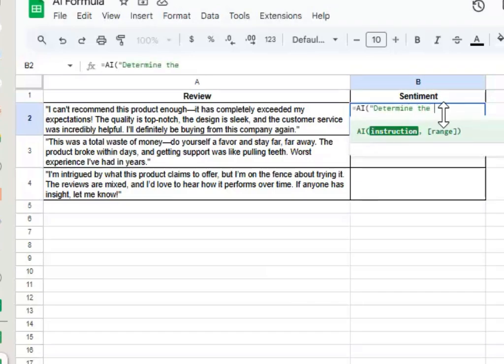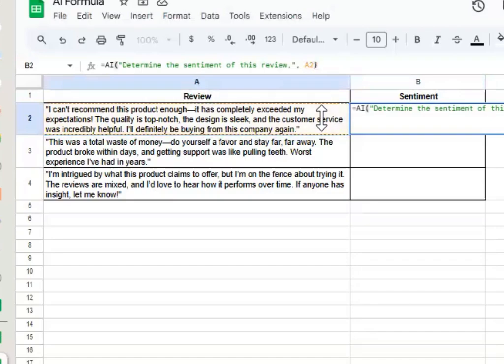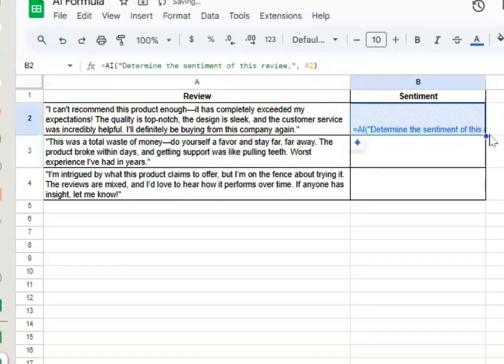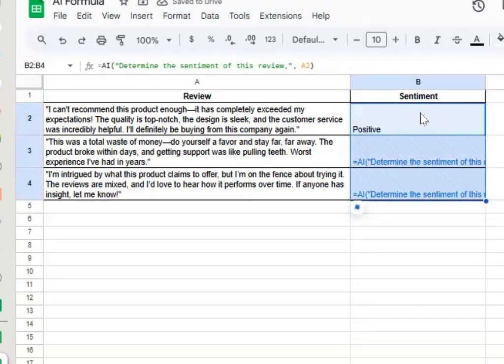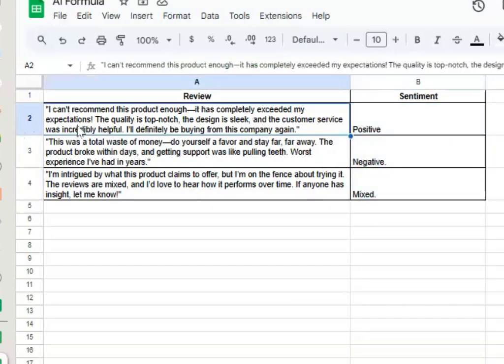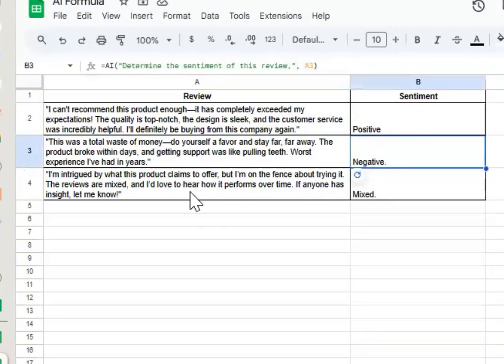determine the sentiment of this review. Again, I'm gonna select my range, gonna include all three. There we go. Generate positive, mixed, and negative. And so now we can go back and if it's positive, I can't recommend this product enough. It has completely exceeded my expectations. It was spot on. This was a total waste of money. Okay, we have a negative, and then we have a mixed review.